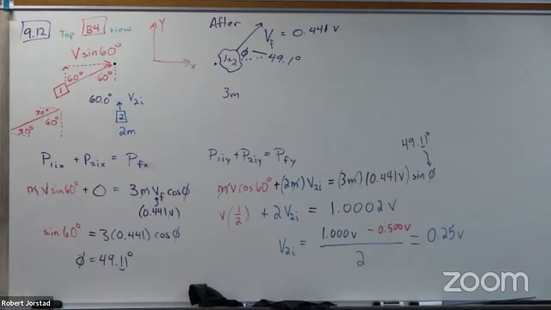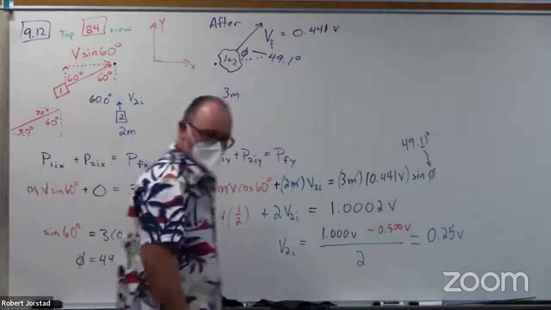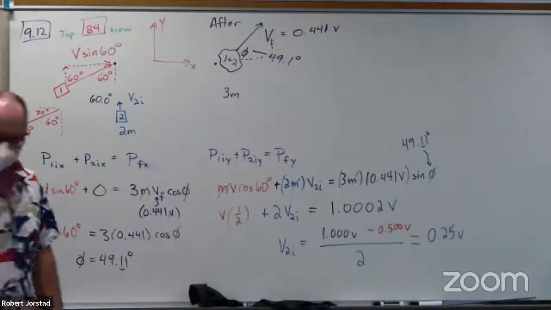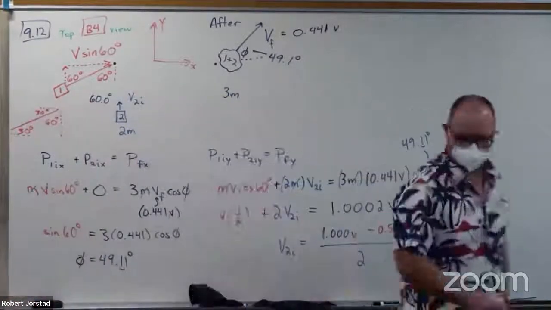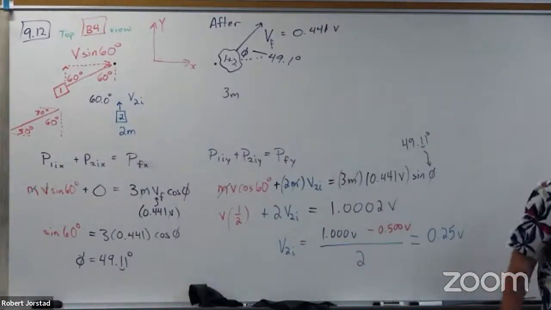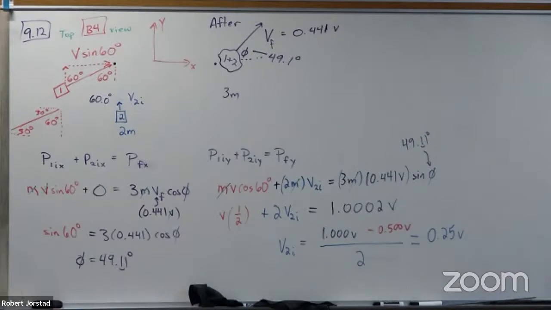I got another one for you. Take a look at 9.13. We're done with this problem. I don't know what else we were supposed to do, but I think we got it. Weren't we supposed to get V2 initial? We got it. Look at this one.